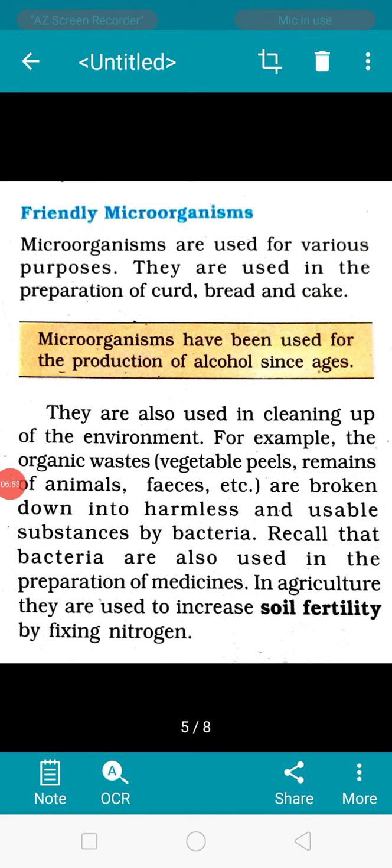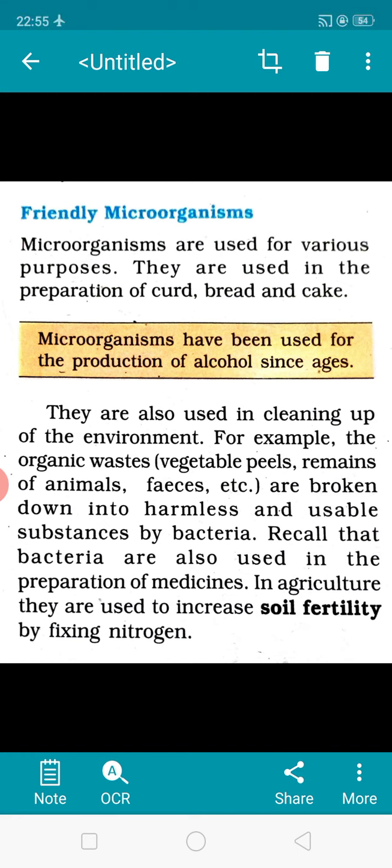Microorganisms play an important role in our lives. Some microorganisms are useful and some others are harmful, which can cause many diseases. First, we will discuss the friendly microorganisms. Microorganisms are used for various purposes. They are used in the preparation of curd, bread and cake. They are also used in cleaning up the environment. That means microorganisms help in cleaning the environment.